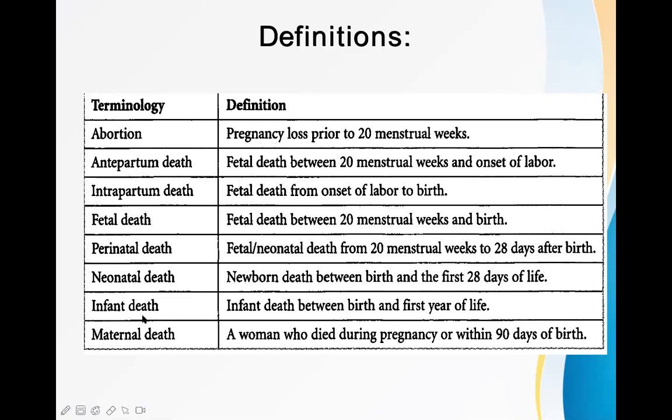Infant means till 1 year of age. Okay, till the first year of life is infant. So if a baby is dead there, it is called infant death. And maternal death is considered a very, very serious thing. A woman who died during pregnancy or within 90 days after giving birth is called maternal death. And if a country has a greater number of maternal deaths, the health status of that country is considered very, very poor. Okay, so these are some of the important definitions.